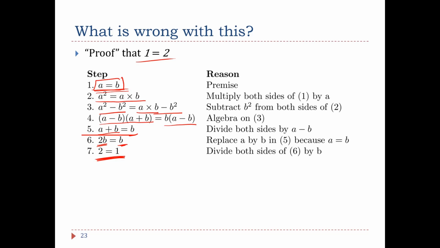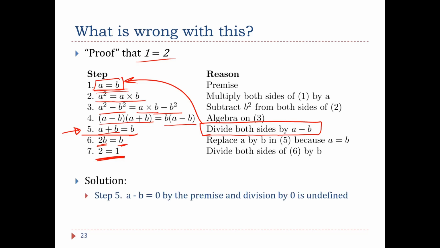Okay, so just pause the video and think about it. I think you realize quickly that at step number 5, when you divided both sides by A minus B, you didn't think about the first premise. You can divide both sides by A minus B, but on condition that A minus B is different than 0. Except that when A is equal to B, A minus B clearly is equal to 0, and it's not different than 0.